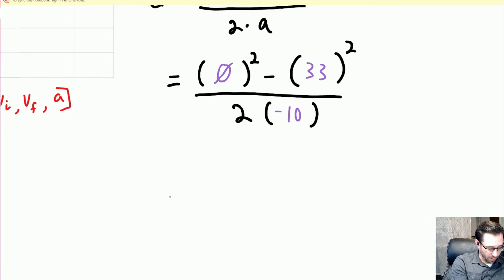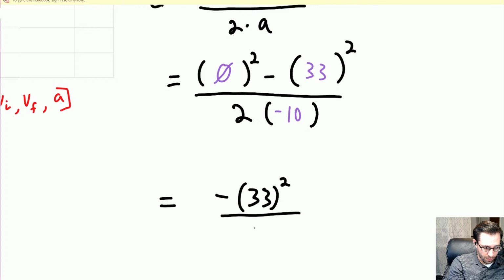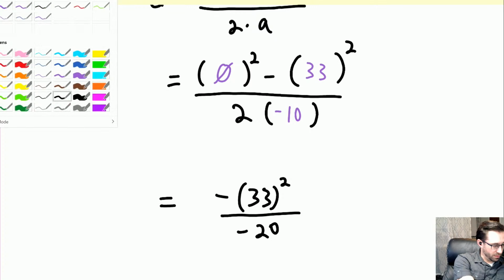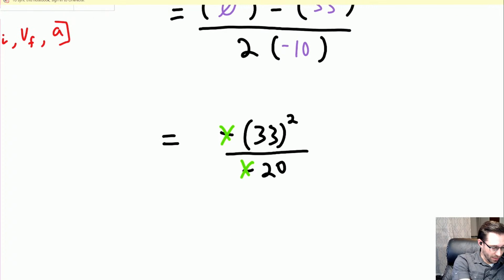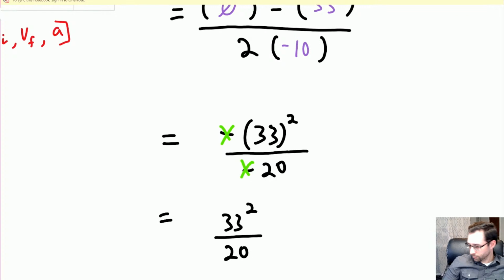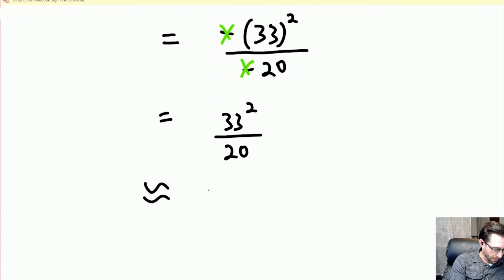So what this ends up being is going to be a negative 33 squared, not cubed. And then this would be -20. So the negatives, both of those negatives cancel out. So what I finally end up with is 33 squared divided by 20. And I get approximately 54.45. This would be meters.